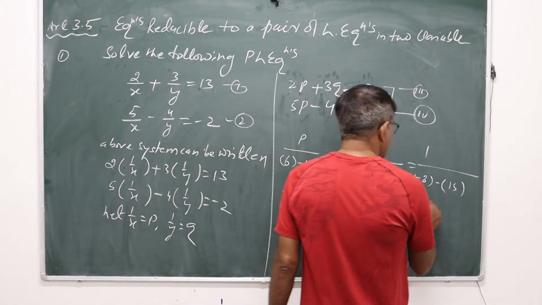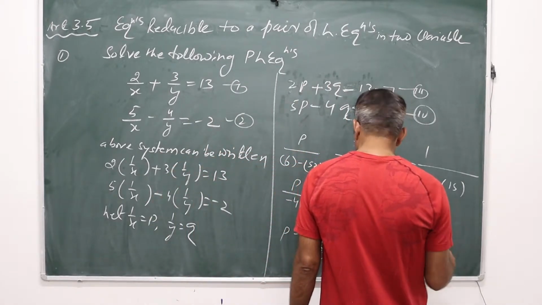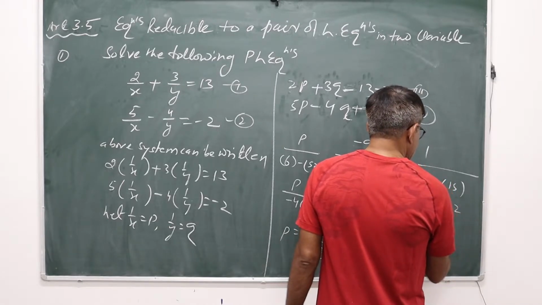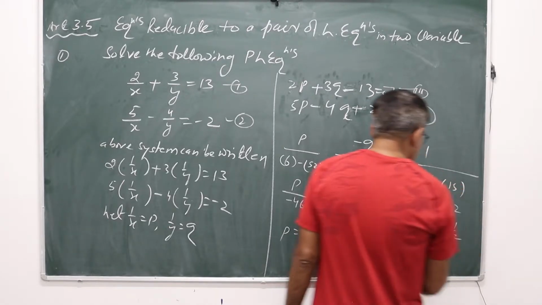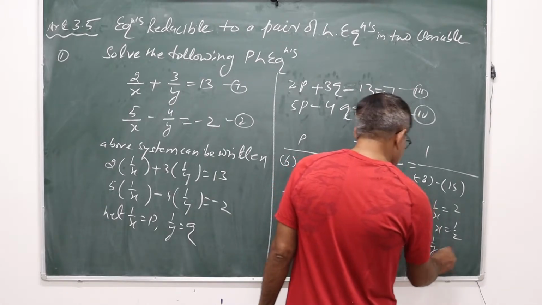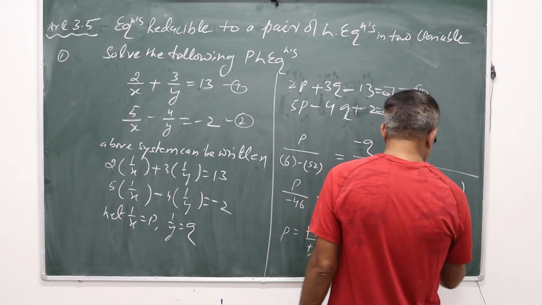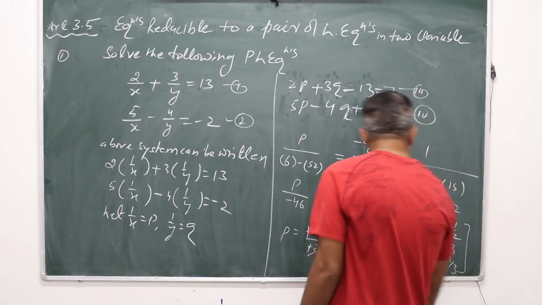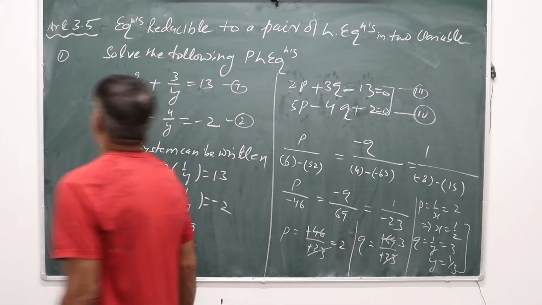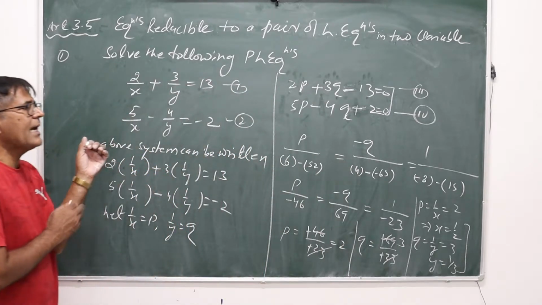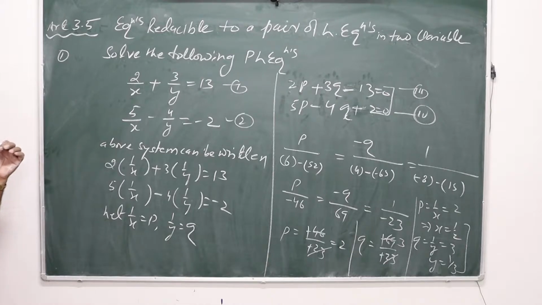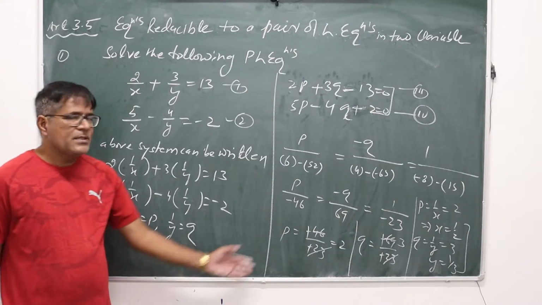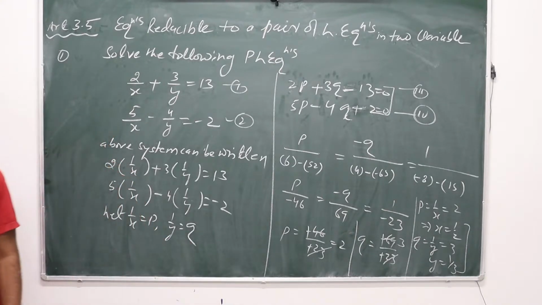Now p किसके बराबर था? 1 upon x, तो 1 upon x बराबर 2 implies that x is equal to 1 by 2, and q बराबर था 1 upon y, और y की वैल्यू आ रही है आपकी 3, so y will be equal to 1 upon 3. So these are the values of x and y. In this way, we can reduce a given equation to the standard form of the pair of linear equations, and we can solve for x and y. Please pause the video and note down.